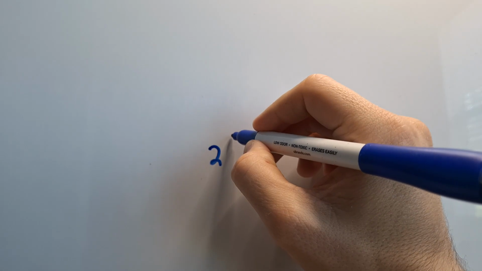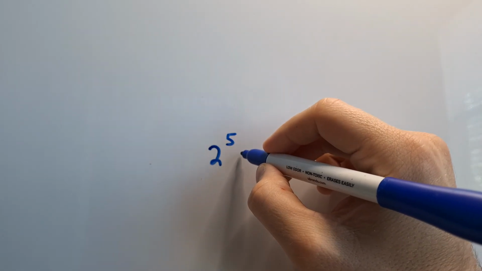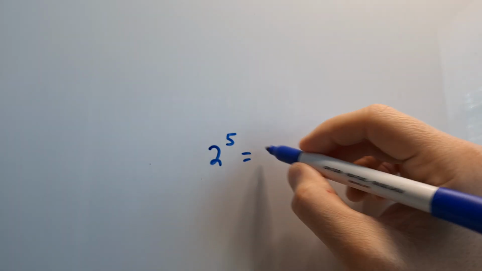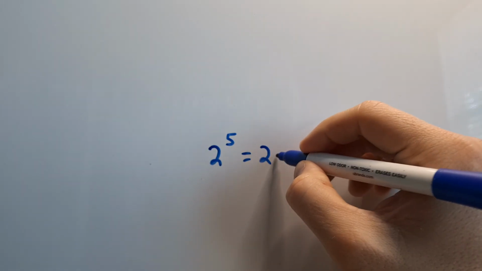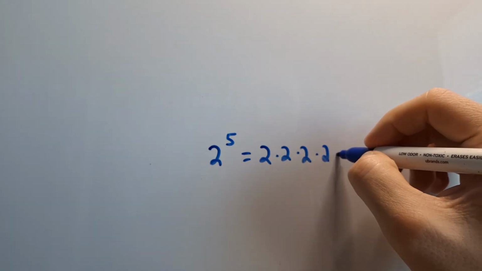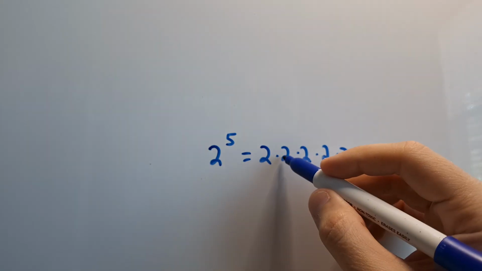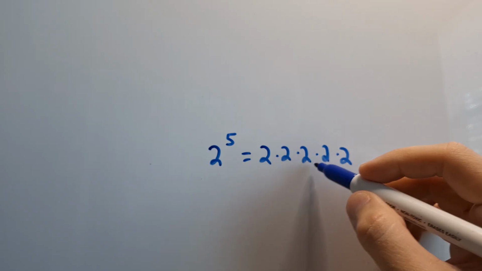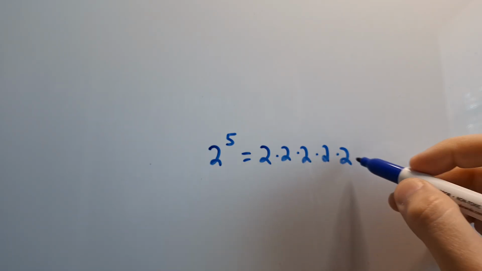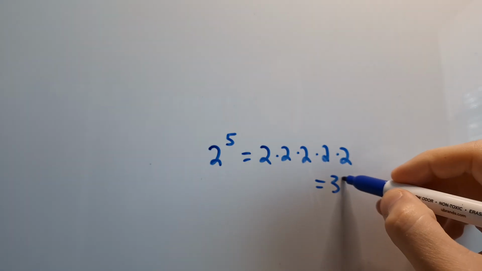Now, as far as evaluating these exponents, we can do those with pretty much any kind of number. So we have here an example, 2 to the 5th power, 2 multiplied by itself 5 times. 2 times 2 is 4, times 2 is 8, times 2 is 16, times 2 again is 32.